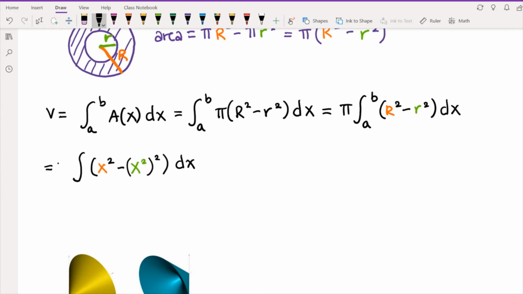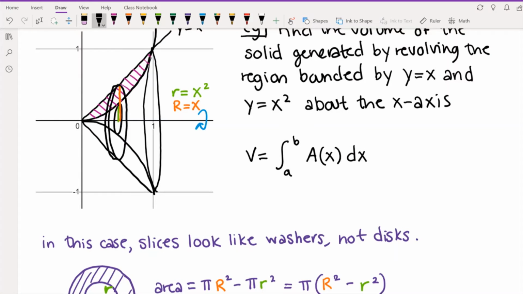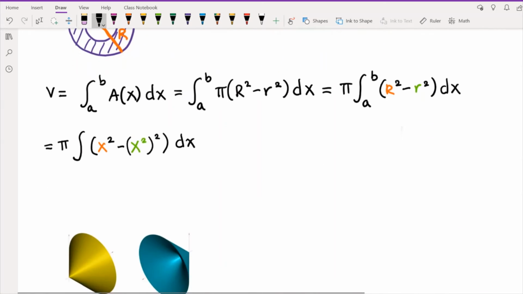And then what are the bounds? Well, the bounds work exactly the same way they did in the last video. So the bounds are just going to come from what is the smallest x value where you're drawing a disk, and what's the biggest x value. And so we start at 0 and we end at 1. And so our bounds are from 0 to 1.